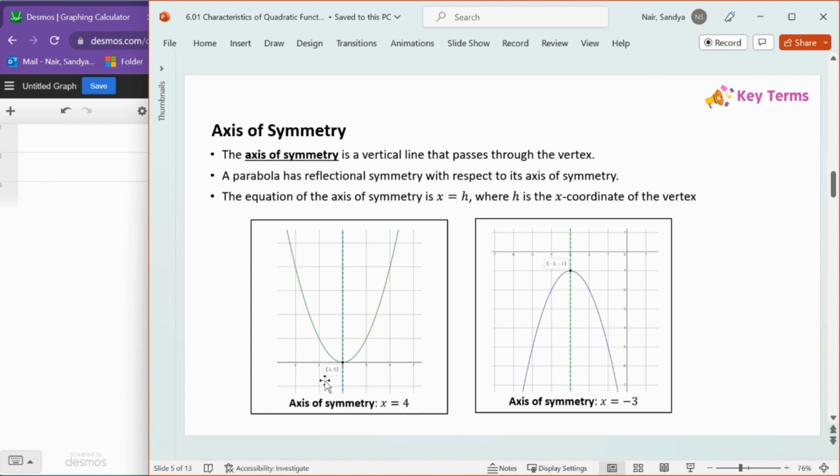So for example, if we have the vertex at (4, 0), the axis of symmetry is going to be x equals 4. Here we have the vertex at (-3, -1), so that x-coordinate tells me the equation of the axis of symmetry, which is x equals -3. The reason we're interested in the axis of symmetry is because your parabola has reflectional symmetry with respect to the axis of symmetry. So if you imagine this axis of symmetry like a line that we could fold our parabola across, notice that both sides of these parabolas are going to match up.